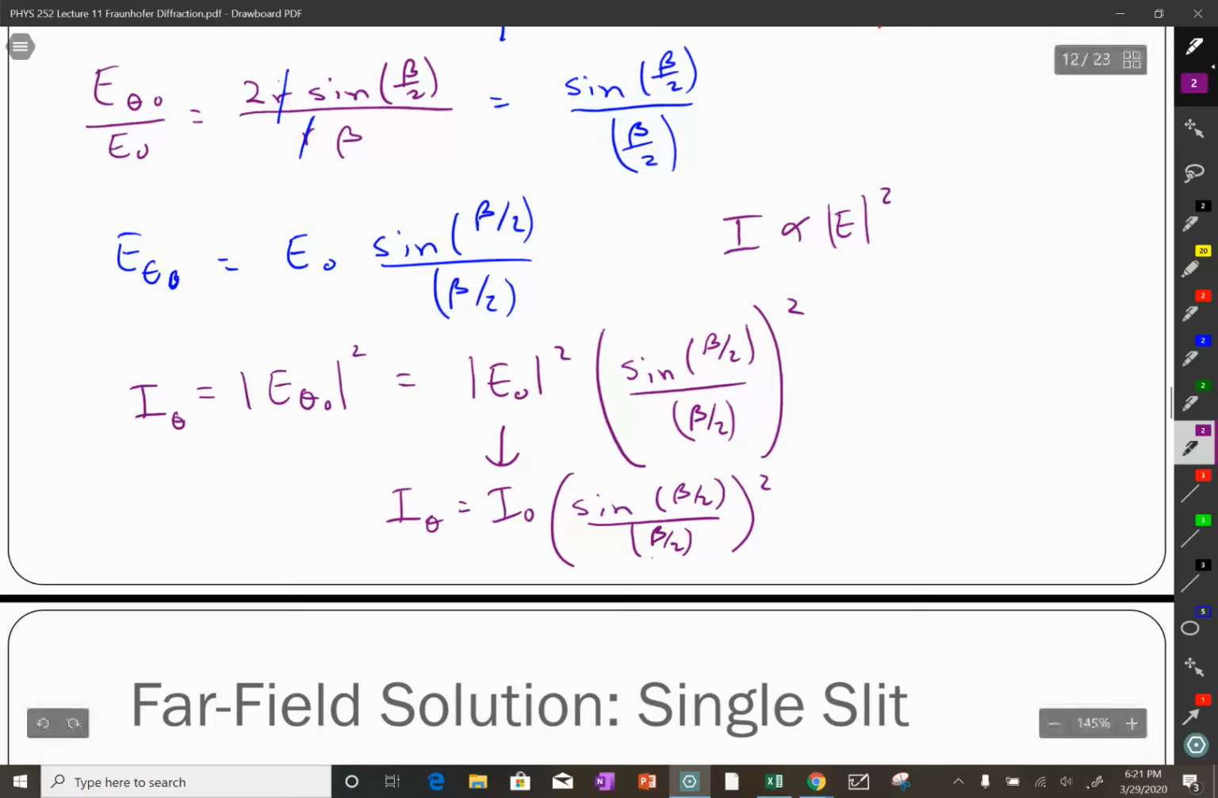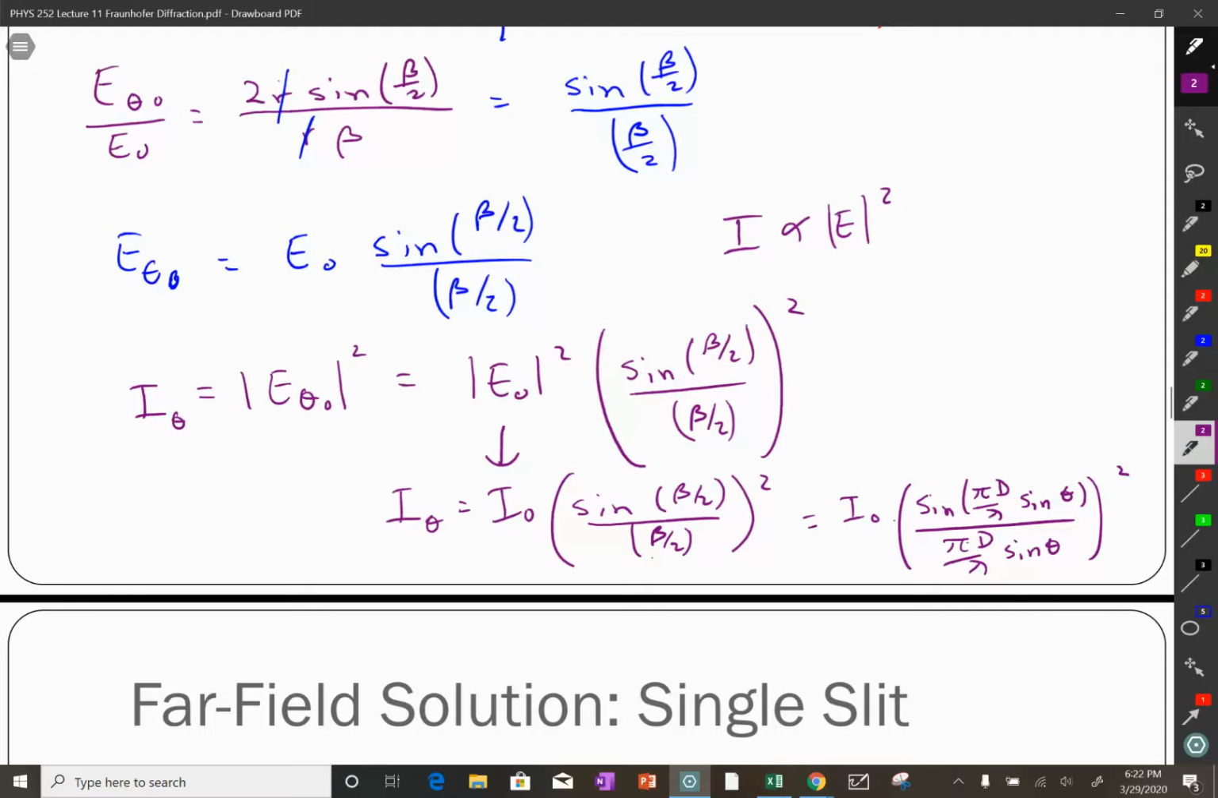Now remember what beta is. Pi d over lambda sine theta. Oh, yeah, it was 2 pi d over lambda sine theta. So that's where the 2 disappeared to. So there's the equation for the intensity as a function of angle for the single slit.